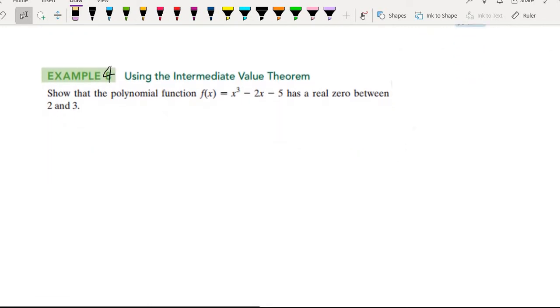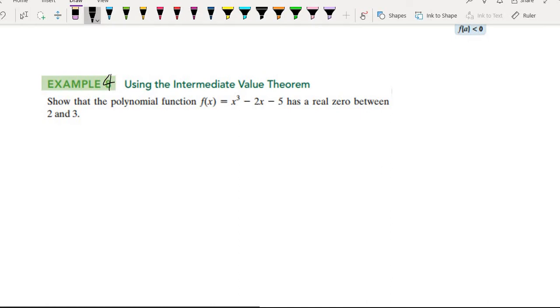Okay, example 4, using the intermediate value theorem. Show that the polynomial function f of x equal to x to the third power minus 2x minus 5 has a real zero between 2 and 3. So all you have to do is just plug in these numbers. We have f of 2, right? So we plug in two numbers. One is 2, one is 3. We're going to plug in those, and then you just evaluate it.